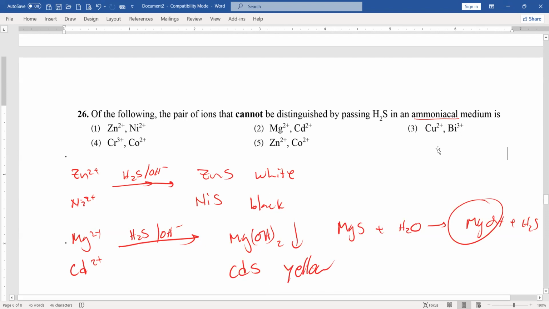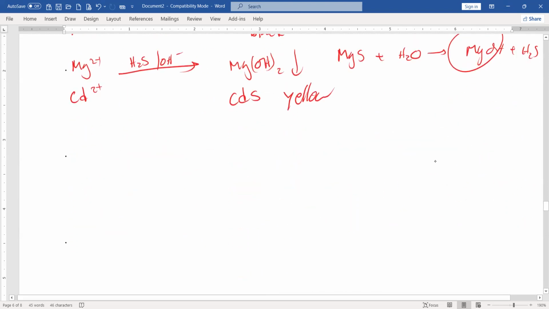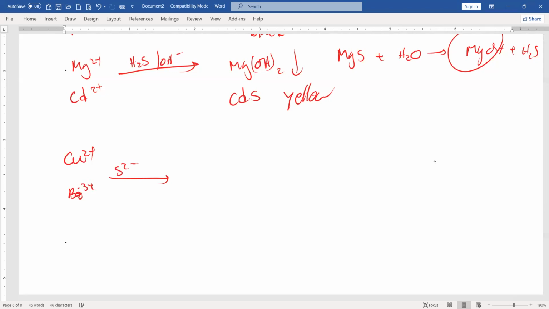The copper and bismuth. Copper and bismuth both will give us a black color precipitate. Remember that when we add H2S, it gives S2-. So it will give us copper sulfide and Bi2S3, both are black. So they cannot be distinguished.